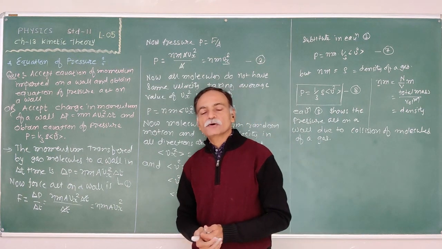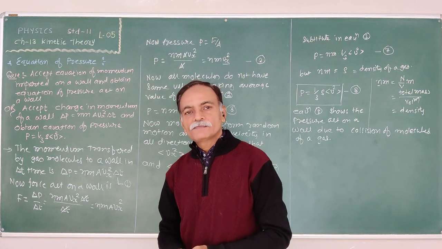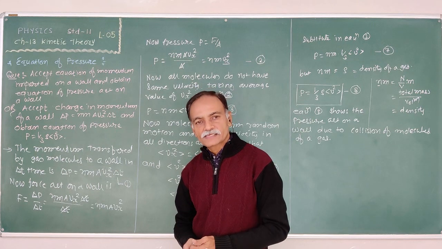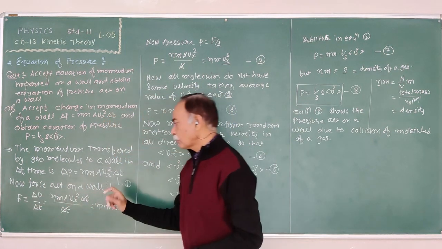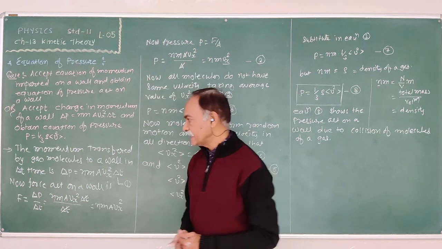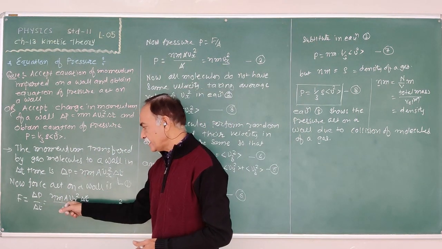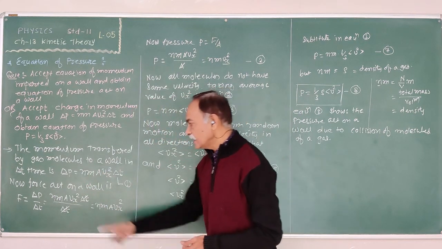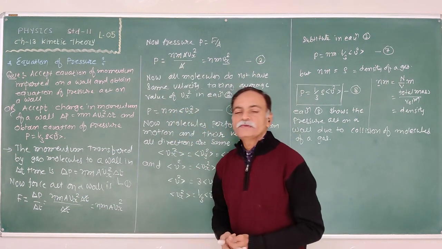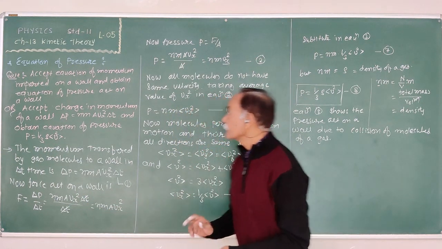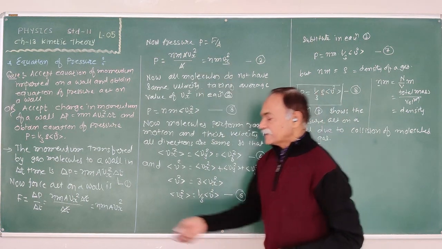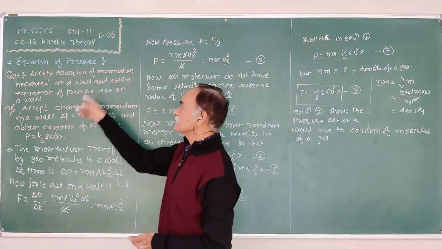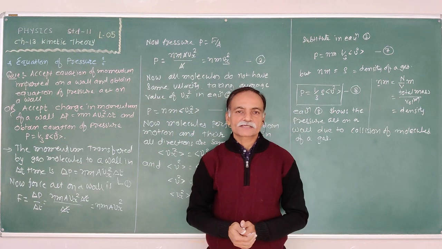Now, from Newton's second law of motion, the time rate of change of momentum of a particle is the force acting on it. Therefore, the force acting on the wall is F is equal to delta P by delta T, which is NMA Vx square into delta T upon delta T. Delta T cancels, we obtain NMA Vx square. Now, after finding the force, force per unit area gives the pressure, because we are interested in obtaining the equation of pressure.